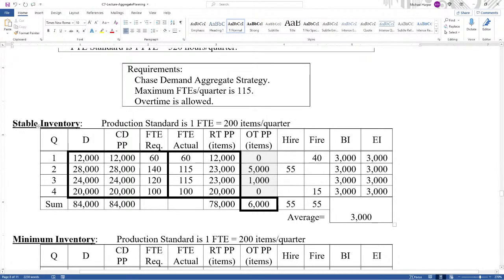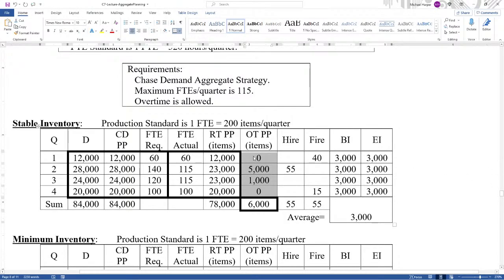It says, well, I want stable inventory. So I want a characteristic of having stable inventory down here. Well, if I want stable inventory, all that means is I want my production here to equal my demand. Well, my regular time production does not equal my demand. But in order to equal my demand, I'm going to take my demand, subtract my regular time, and that'll give me my overtime.